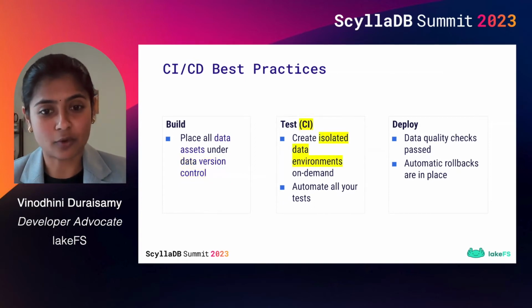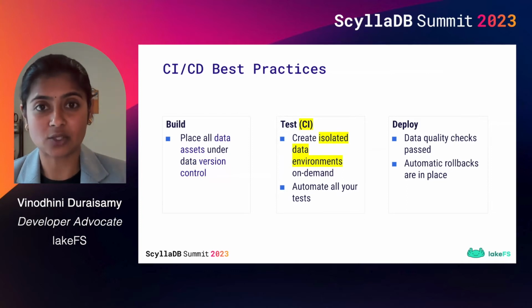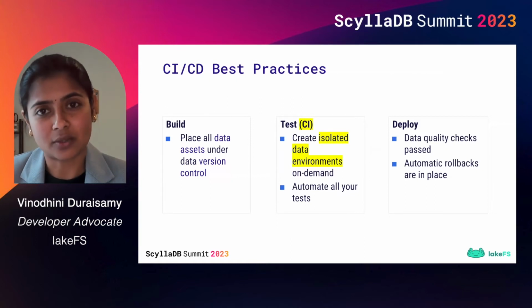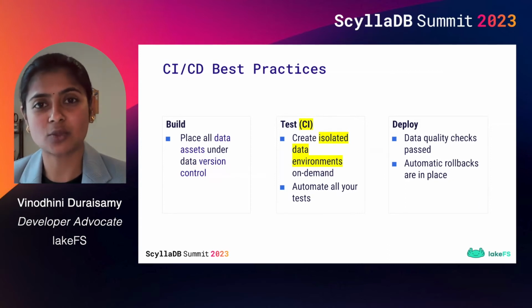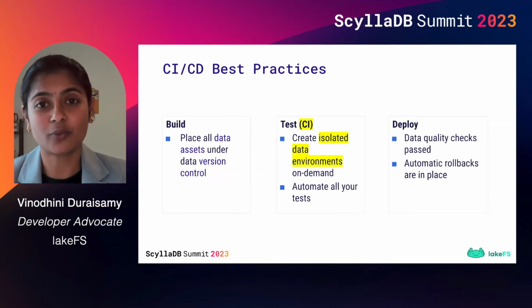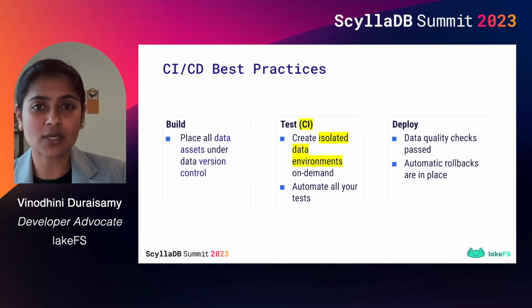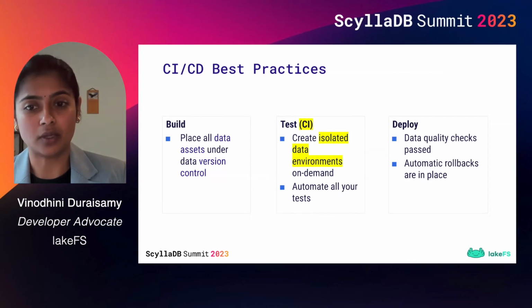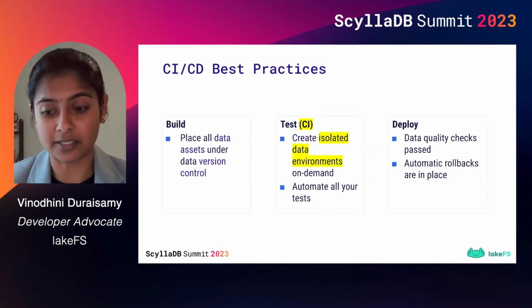And in the test phase, of course, we want continuous integration tests to be run automatically before promoting the product to the next stage. And to run these continuous integration tests, we also need isolated data environments to be spun up in an automated fashion. In the software world, we would be spinning up a Docker container or a temporary sandbox environment to run our tests. How are we going to do that in the data world? We will see that later in the presentation.